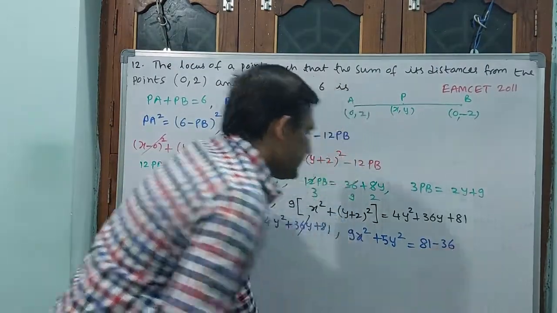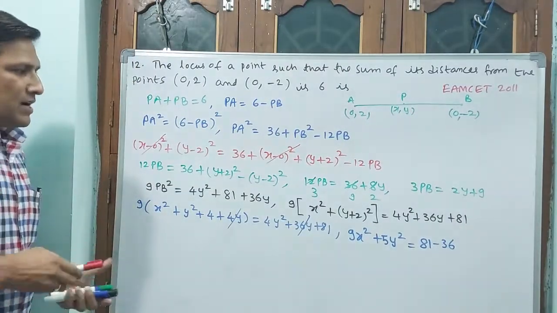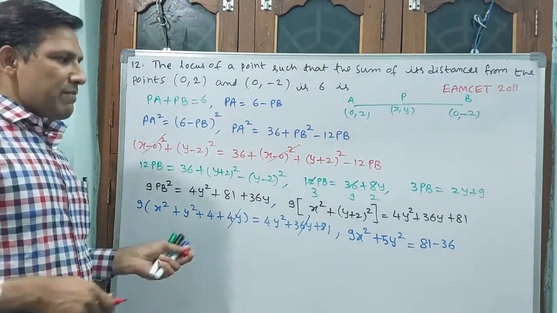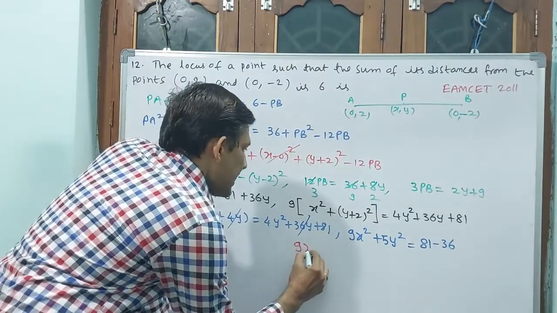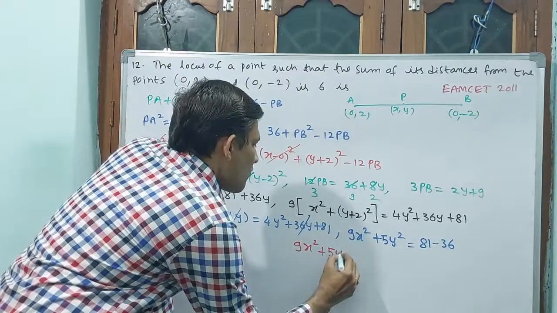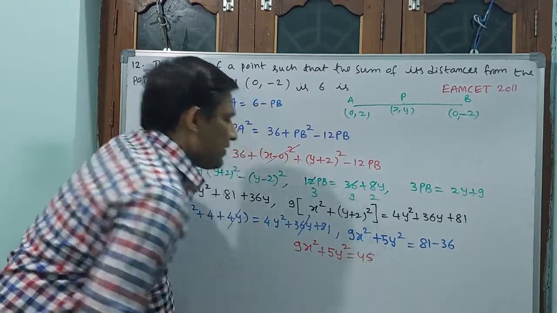81 minus 36. What will be the final answer? You see, 11 minus 6 is 5, 7 minus 3 is 4, so 45. See, 9x square plus 5y square is equal to 45. This will be the answer.